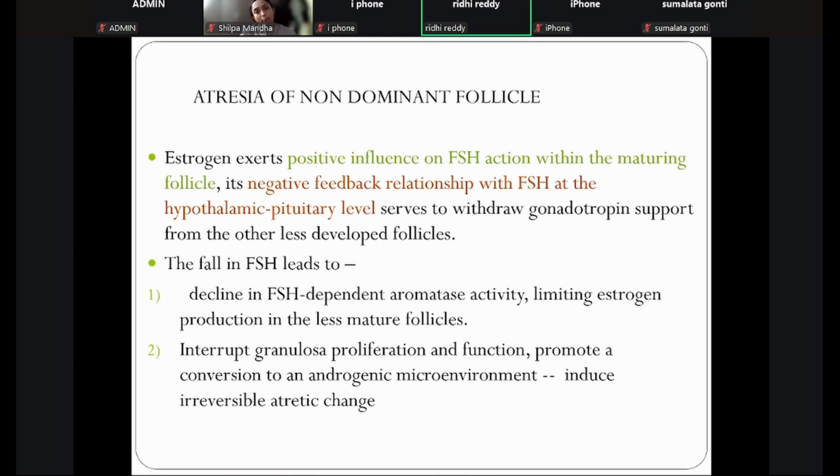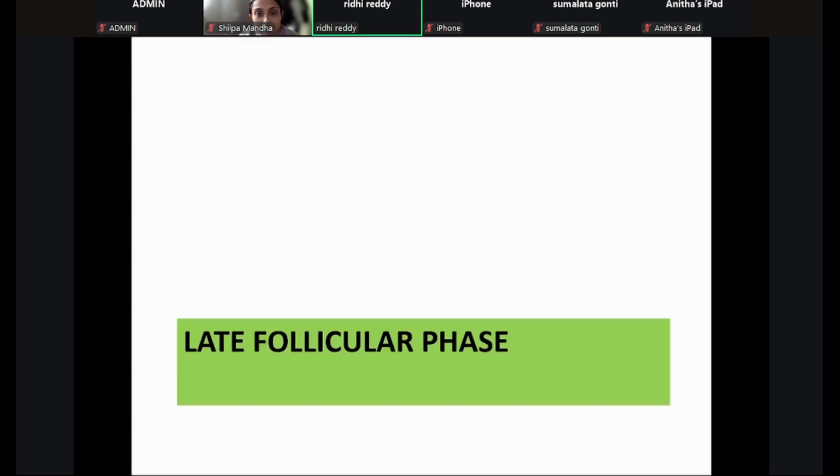This fall in FSH leads to a decline in FSH-dependent aromatase activity. So all these activities will be declined in the other follicles, limiting estrogen production in the less mature follicles. So there will be an androgenic microenvironment in the non-dominant follicles, and they will undergo irreversible atretic change.